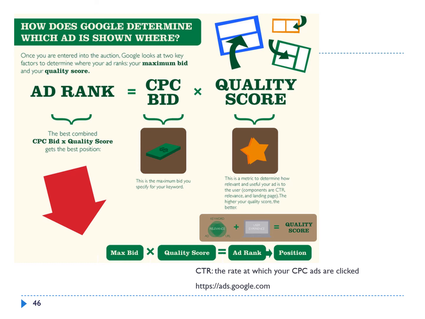This slide shows how Google determines which ad is shown where. The rank of the ad is equal to the cost per click, or pay per click bid, multiplied by the quality score of your website. So in order to have a good place in Google results, you need to have a good combination of the pay per click bid and the quality score of your website.